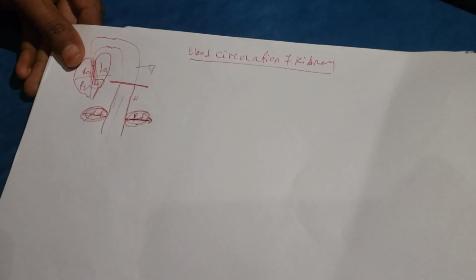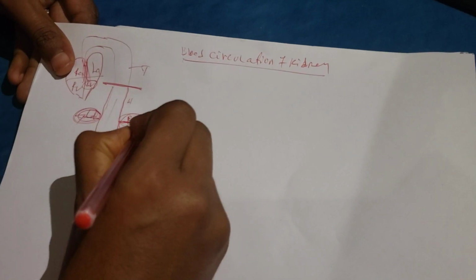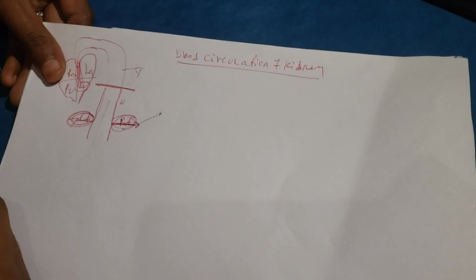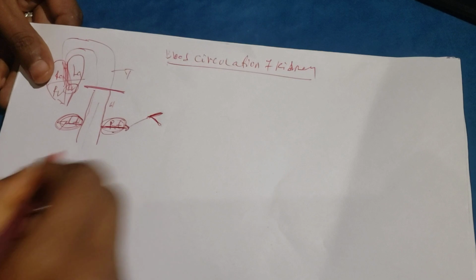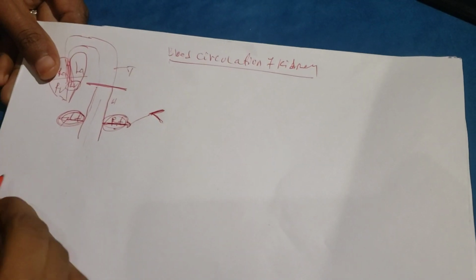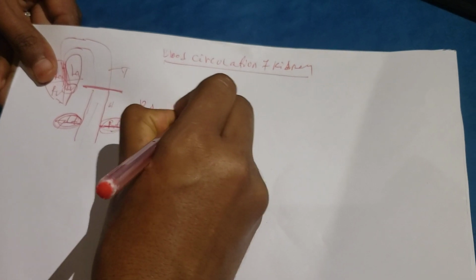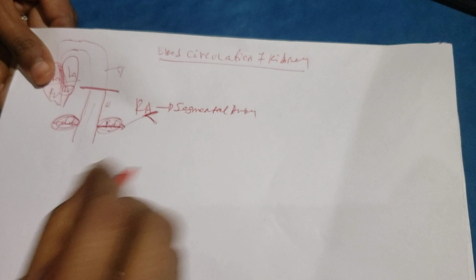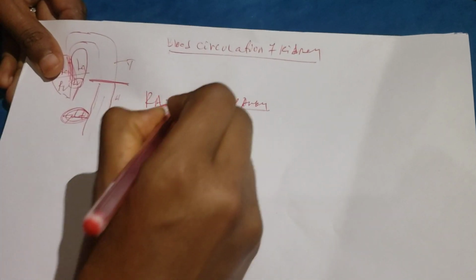This renal artery will go into the kidney, and around the hilum of the kidney will divide into 2 branches, anterior branch and posterior branch, then will give rise to segmental arteries. So here is the renal artery. Then the renal artery will divide into segmental arteries.